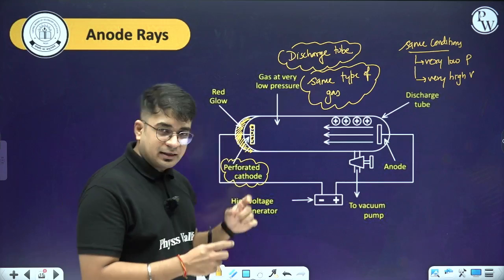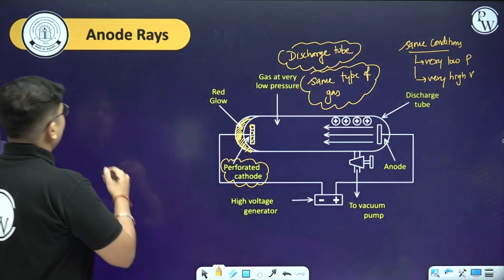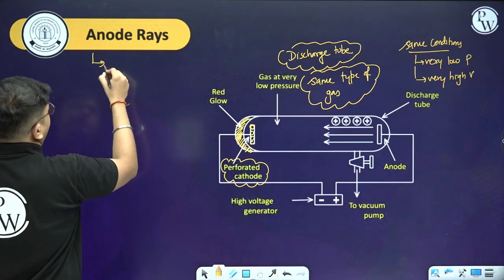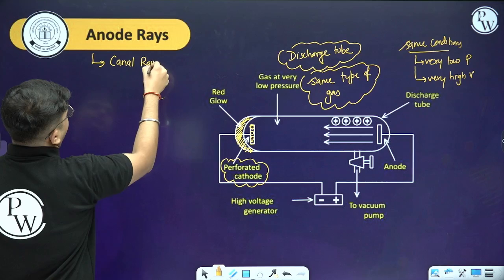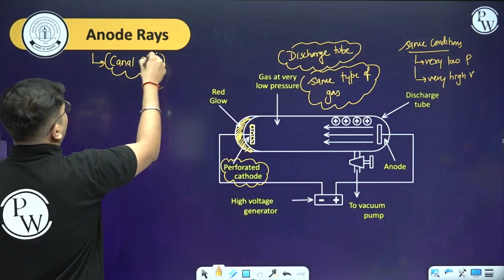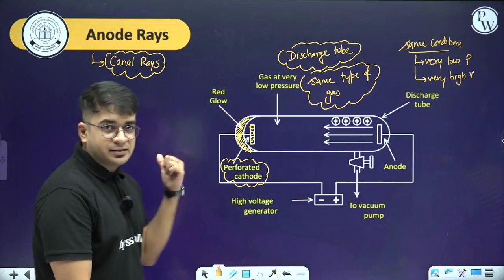So that's why there was a different name derived for anode rays, which is canal rays. Something moving through a tunnel-like thing, that is the canal rays.